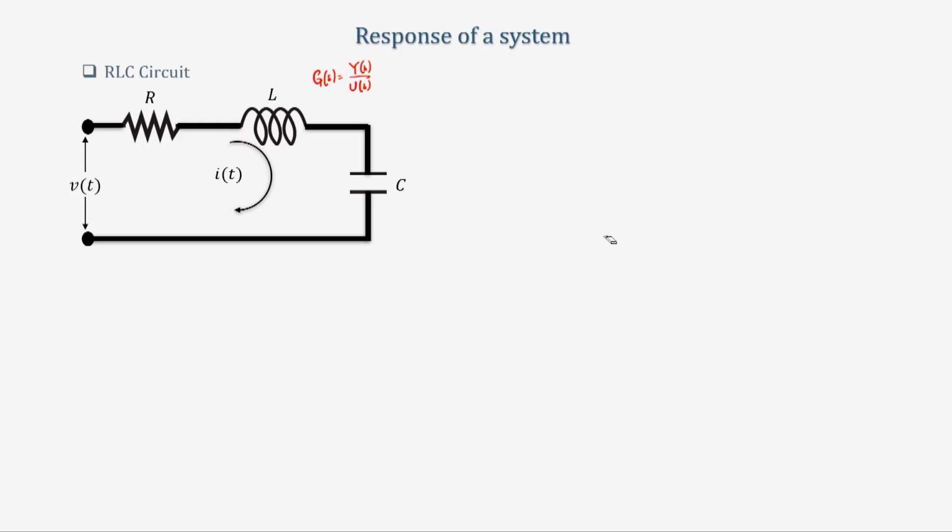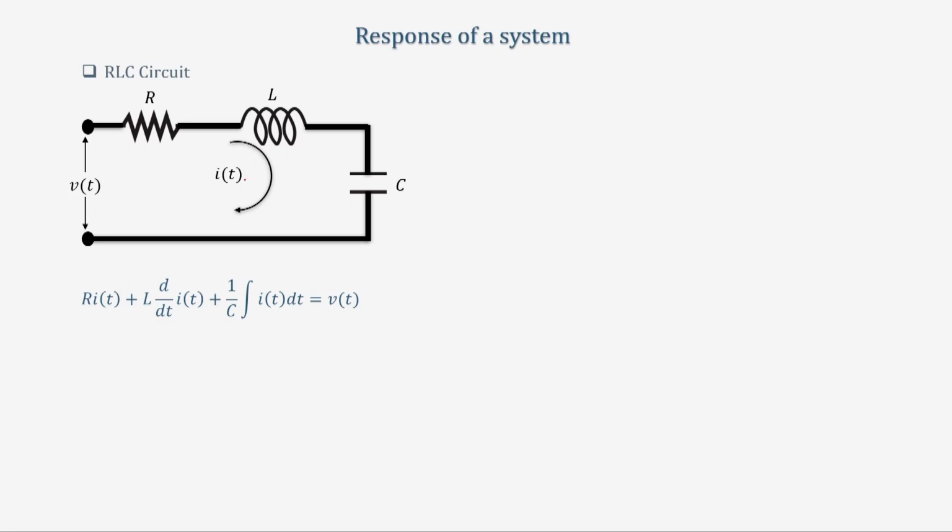So, if Us is 0, of course, Ys must be 0, whatever Gs it may have, whatever be the transfer function of the system. So, what we do is we find out the differential equation of the system. If you just write down the KVL equation, this will be the KVL equation.